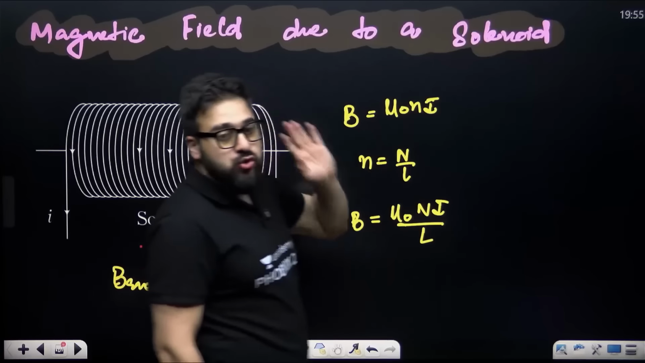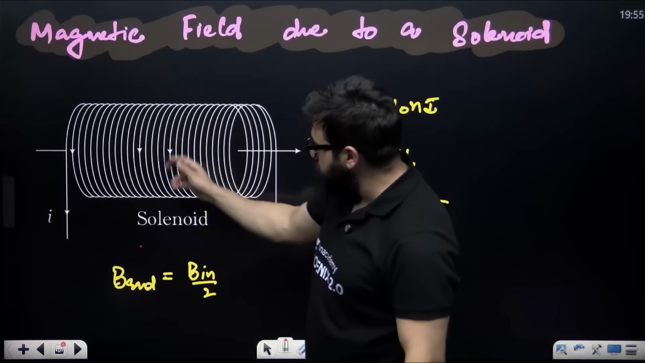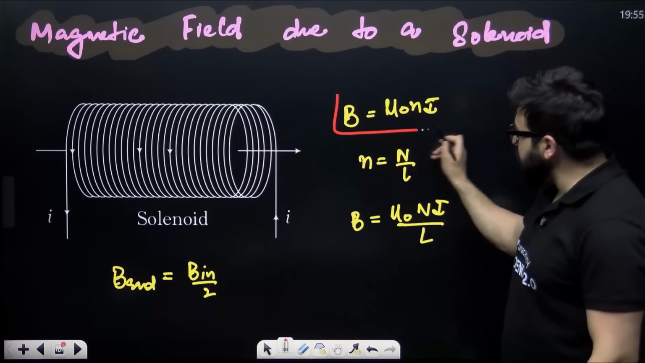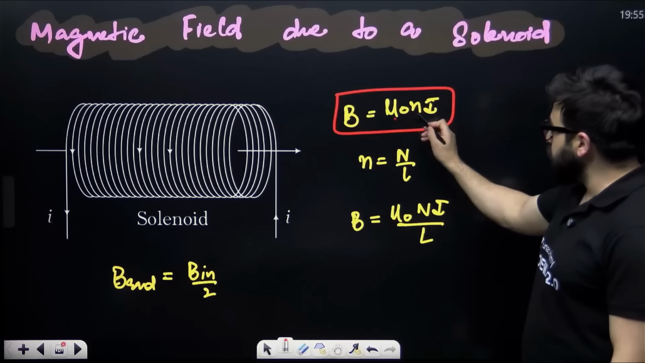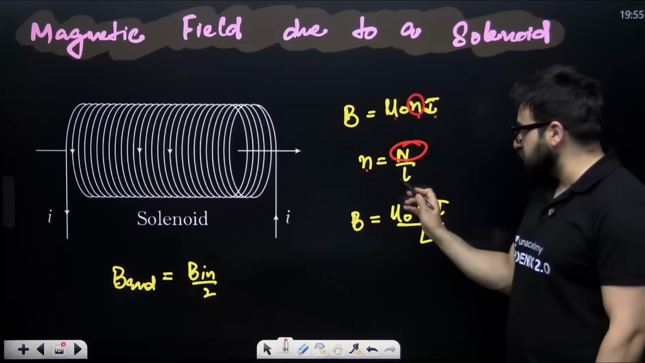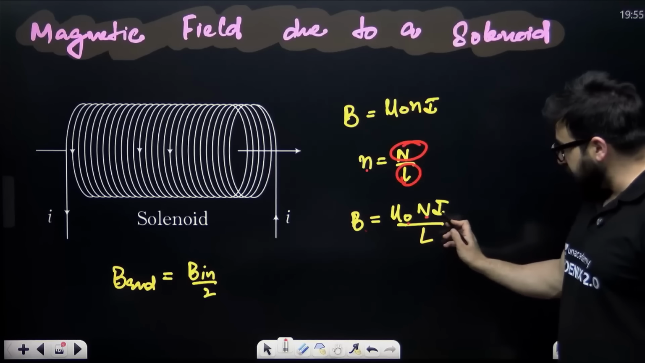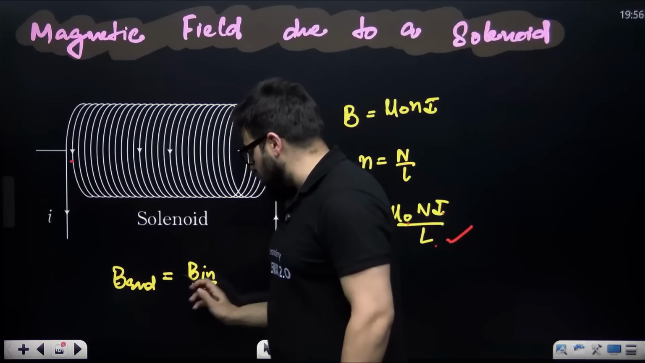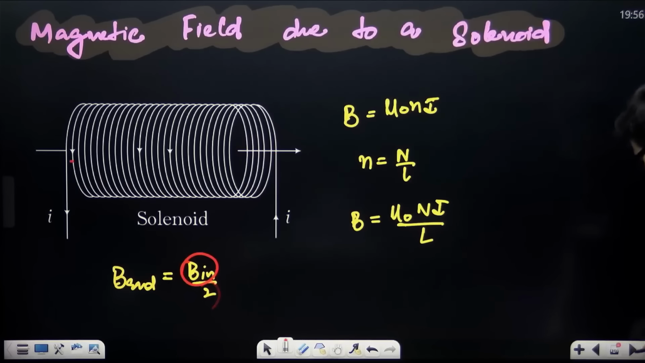Magnetic field due to a solenoid, my dear NEET aspirants. Let's suppose you have a solenoid in this particular case. Magnetic field at the center of the solenoid is mu naught n I, where n means number of turns per unit length. This n can be written as total number of turns divided by total length, so B is equal to mu naught N I divided by L. Magnetic field at the ends of the solenoid is magnetic field inside divided by 2.